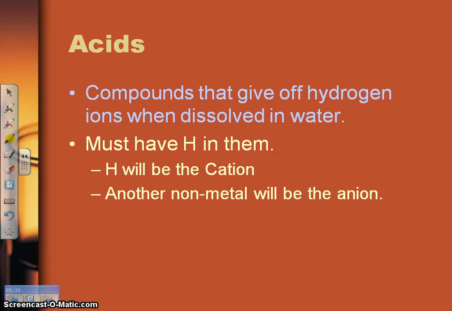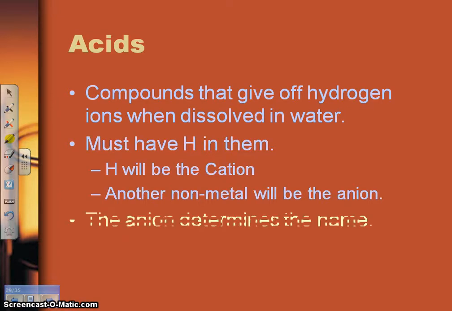So they're going to look like ionic compounds, but instead of having a metal in the cation position, they're going to have a hydrogen. And then they're going to be bound to some other nonmetal. Alright? It could be another nonmetal atom, or it could be a polyatomic anion. And depending upon what the anion is, that's going to determine the name of the acid.